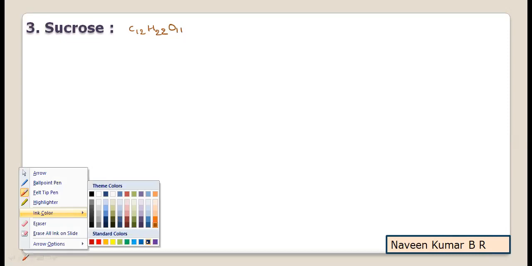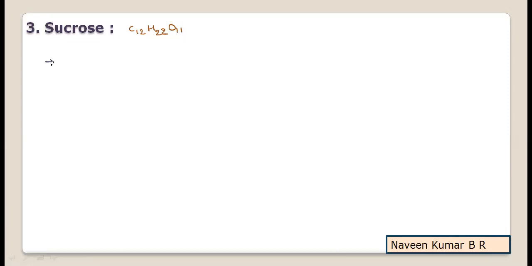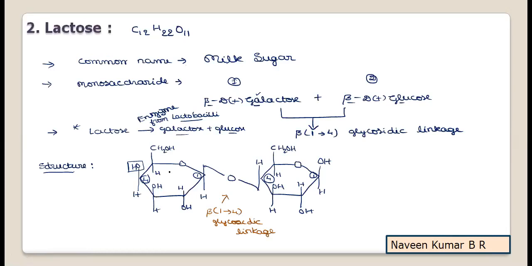Now we are left with the last disaccharide. We'll complete that also. It is sucrose. Sucrose has the molecular formula C12H22O11, the same as maltose and lactose. If you see the key information of sucrose, sucrose is commonly known as invert sugar. It is also known as cane sugar. One simple piece of information you can add for the previous cases also.